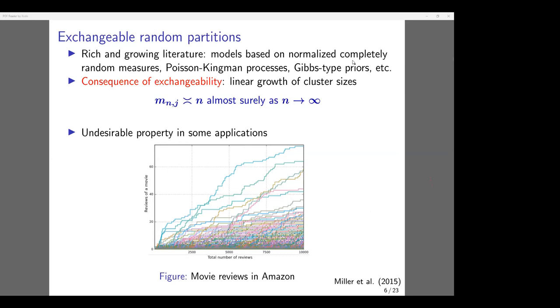Here I'm going to focus on one limitation of this class of models: as a consequence of exchangeability, you necessarily have a linear growth of the cluster sizes. Because of this exchangeability assumption, the size of the clusters necessarily increases linearly with n as n tends to infinity. This kind of limitation has been mentioned, I think, recently by Miller and co-authors. As we see here in this data set, for example, it's quite undesirable for some applications. In this movie reviews data set, clearly the size of the different clusters increases sublinearly with n.